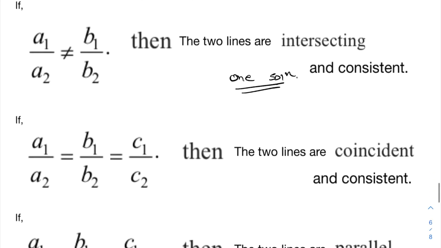Then if the ratio of a1 upon a2 is equal to b1 upon b2, and next it is also equal to c1 upon c2, that is, all the three ratios are equal to each other, then during such conditions we can say that the two lines are coincident and they are again consistent. Consistent means when the two lines are coincident, during such a condition we can have infinite solutions. Is it clear?